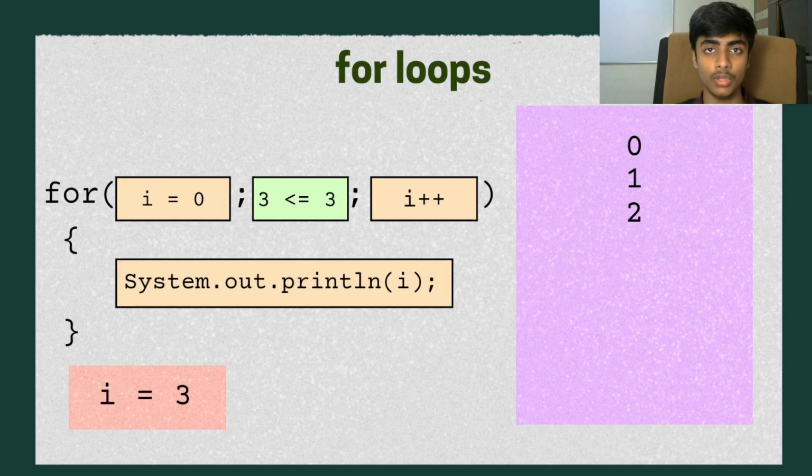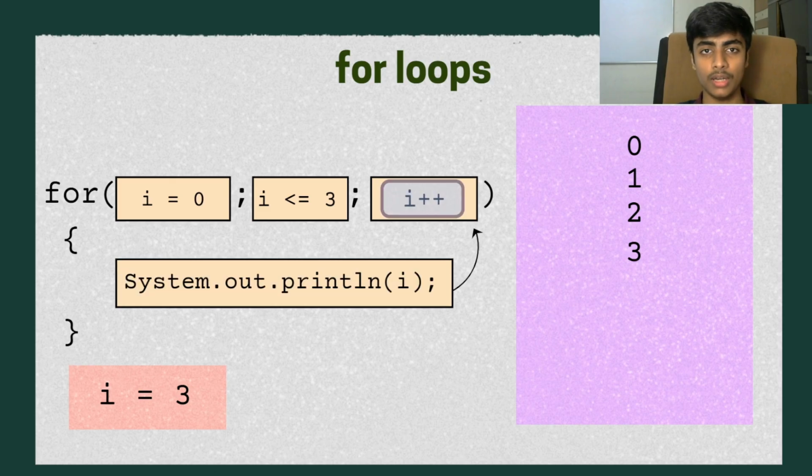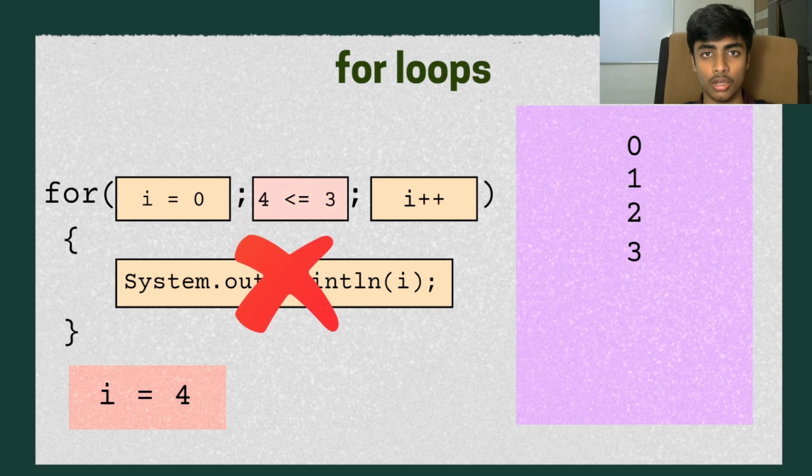From the condition, we're going to again move back to the println statement. We're going to print the value of i, which is 3, and you're going to see 3 on your output window as well. From the println statement, we'll again move back to the update. We'll increase the value of i by 1, so we're going to increase it to 4, and we'll move back to the condition. Now the condition is going to check if 4 is less than or equal to 3. This condition is finally false. 4 is not less than 3, and it's definitely not equal to 3.